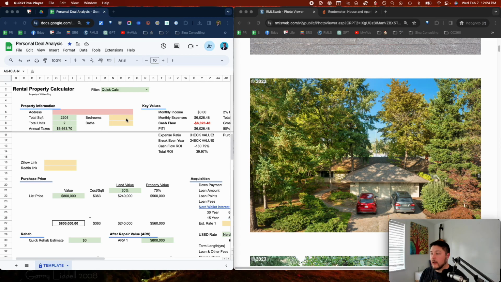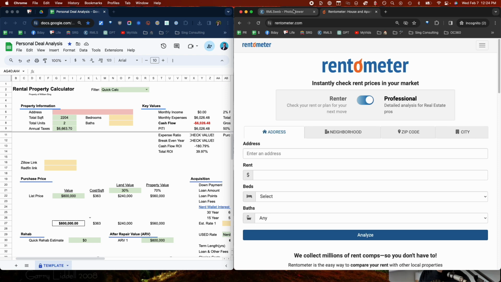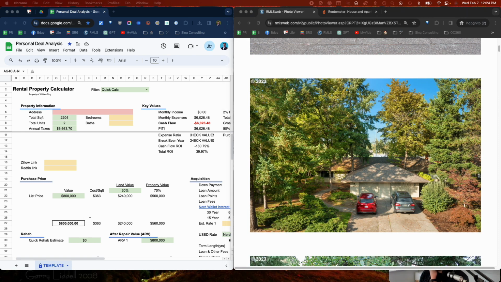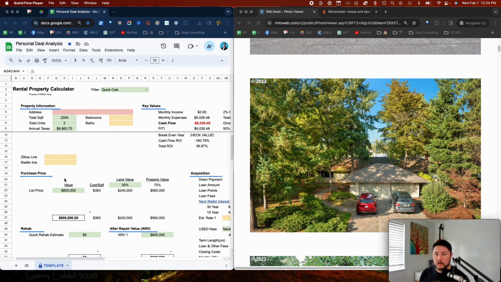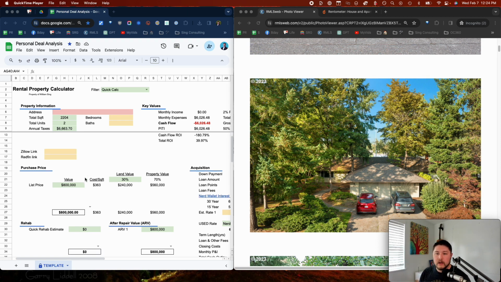Going over how I'm analyzing this property. With this, I'll be using Rent Meter to get a better idea of where things are at on that front. And then when it comes to going into this, BiggerPockets has a similar calculator to this. This is just a personal calculator that I created.